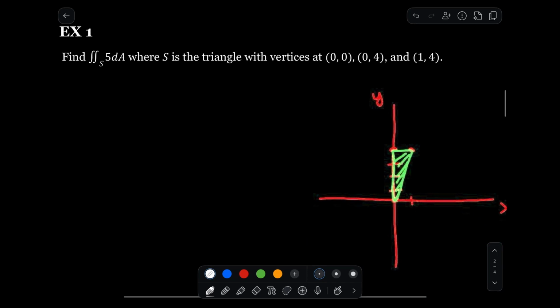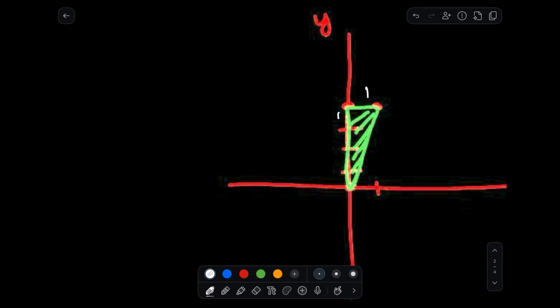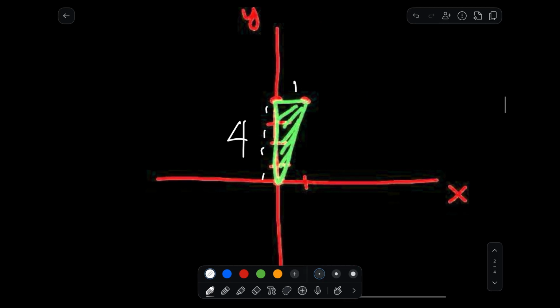All right, example 1. We're trying to find the double integral over the region S of 5 dA, where S is the triangle with vertices (0, 0), (0, 4), and (1, 4). Now, there are two ways we can do this, and I'm going to do the very cheap way first to solve for the volume. We can see that this base is 1 and the height is 4, so we have our triangle right here. It's going to be 1 times 4 divided by 2 equals 2, base times height over 2.